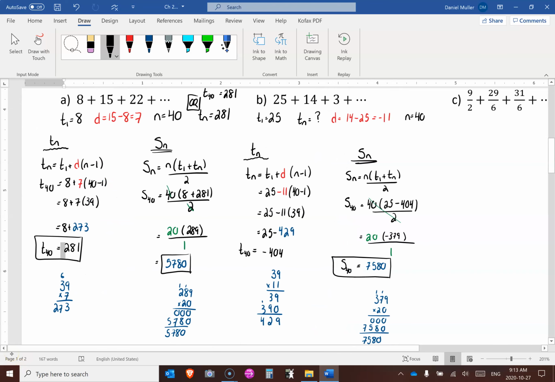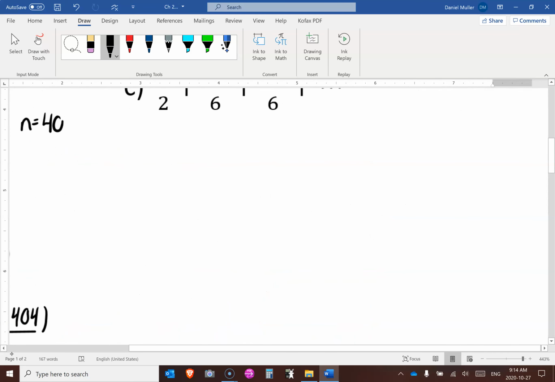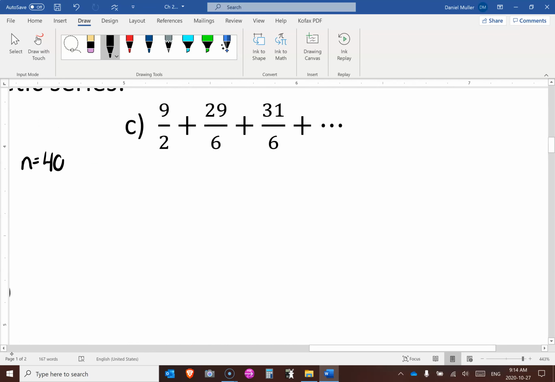So let's just zoom out here. And if you need to copy anything down, you can. And I'll just do C now, and then we'll be done for this video. So let's take a look. Obviously, it looks more complicated because it's got fractions, but the process is still the same. I need my first term, 9 over 2, which is 4.5. But I'll leave it as 9 over 2.